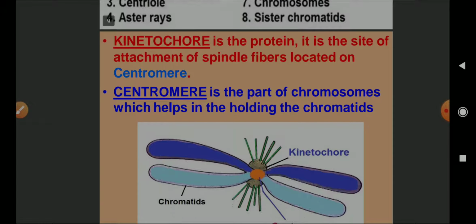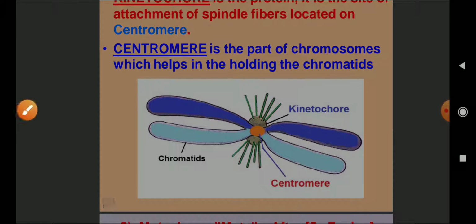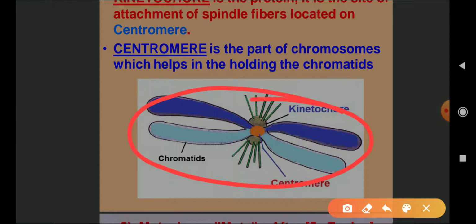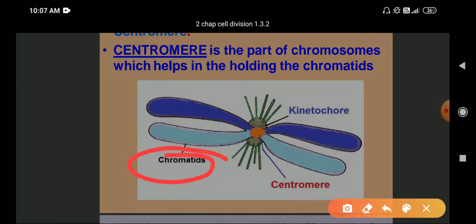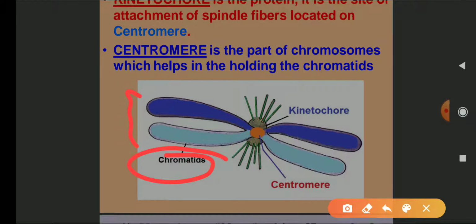So here, this whole part is a chromosome. This is a chromosome, while this one is a chromatid. So this one is a chromatid, this one is a chromatid, while the whole thing is a chromosome.